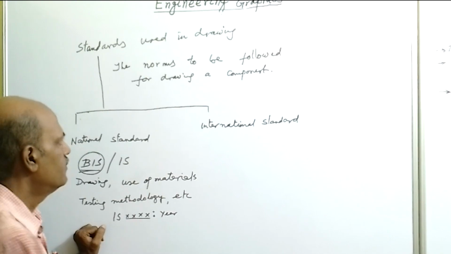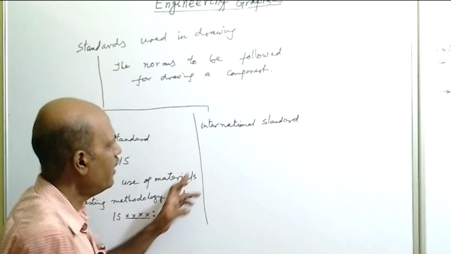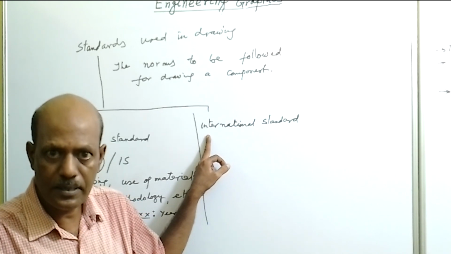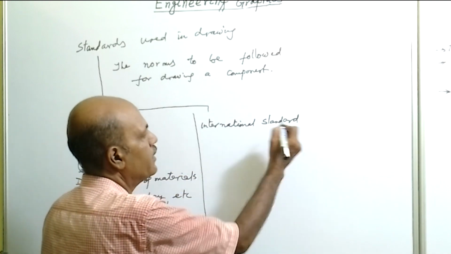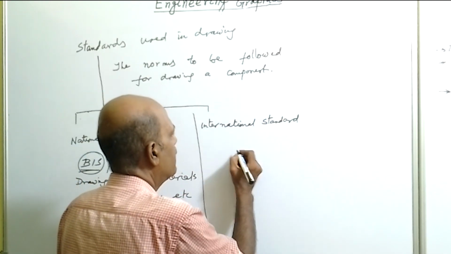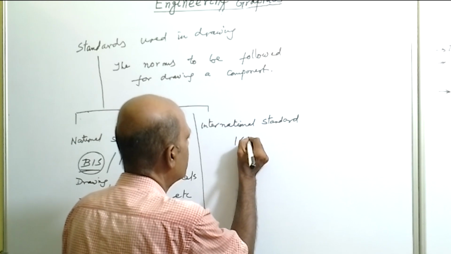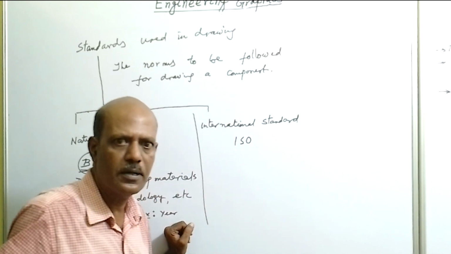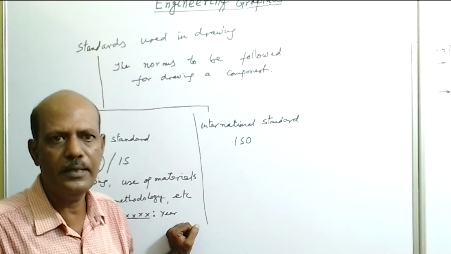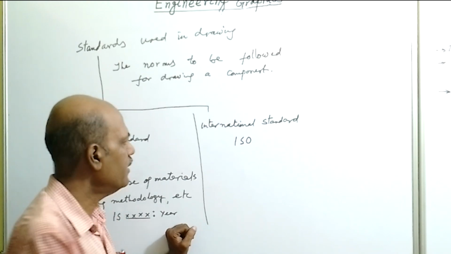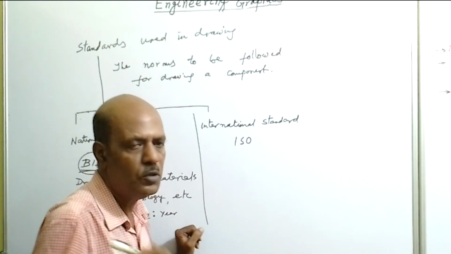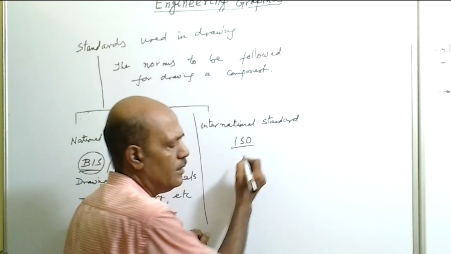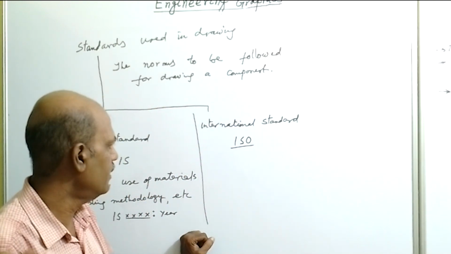In a similar way, if any country wants to do business outside of that country, then they have to follow the international standard. And this standard is known as ISO standard. The full form is International Organization for Standardization. So, if a country wants to do business outside their country, then they have to follow the international standard. And most of the countries of the world follow this standard, that is, the International Organization for Standardization.